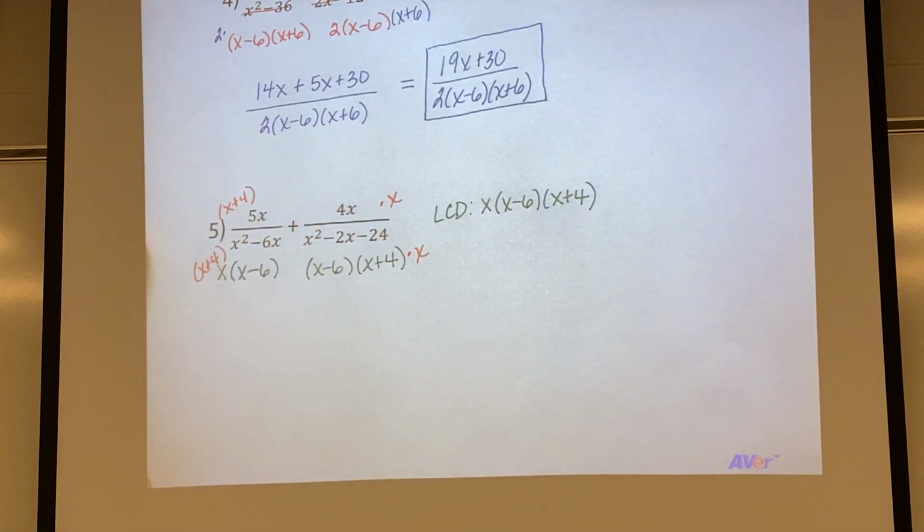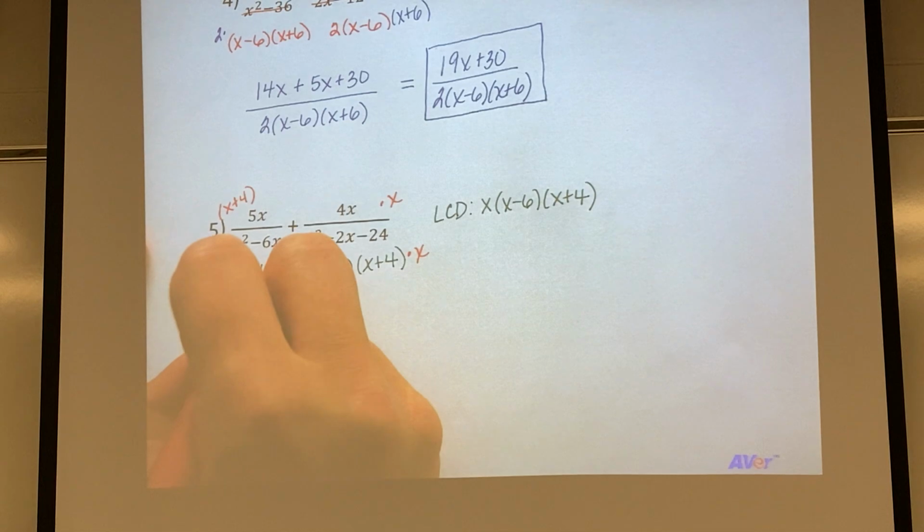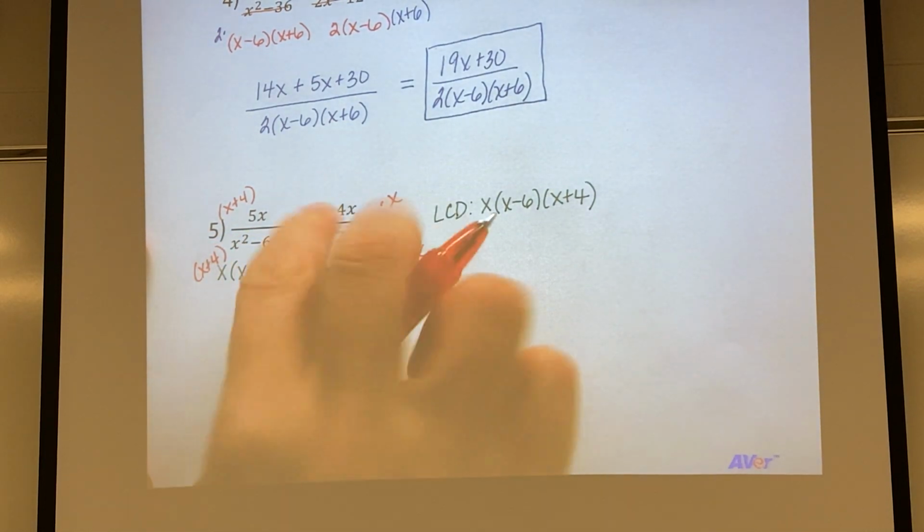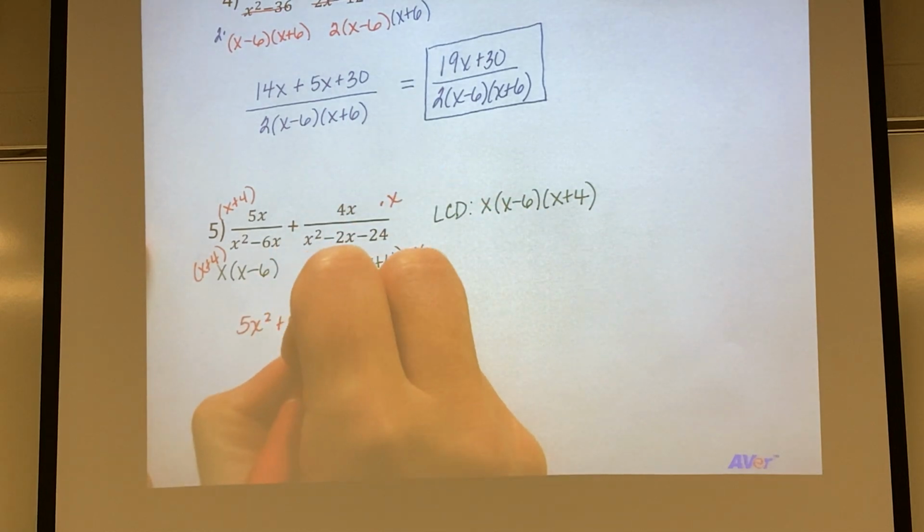All right, so if I distribute the 5x into the x plus 4, I get 5x squared plus 20x plus 4x squared.